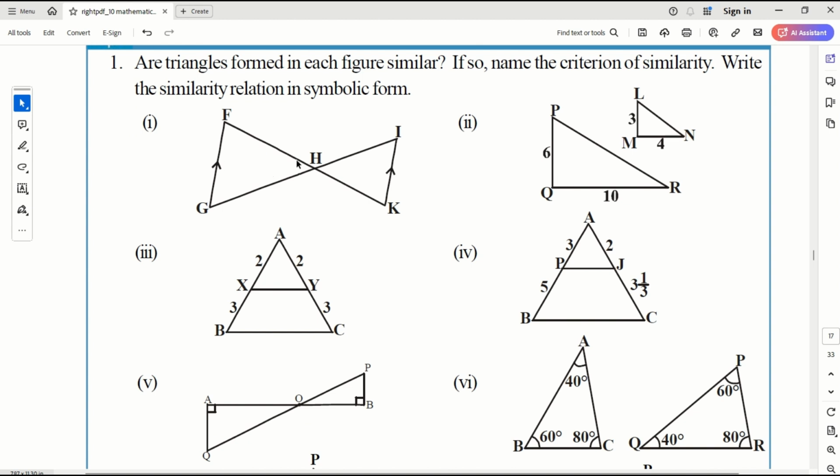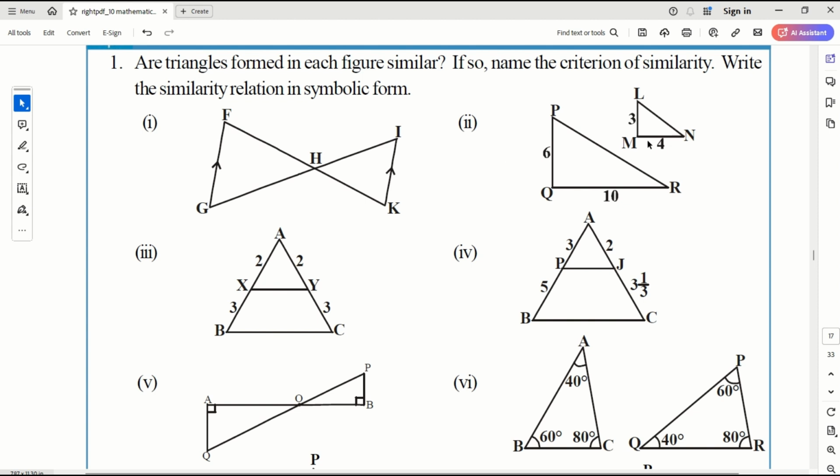Okay. So here we can easily see these two lines are given as parallel. So this angle, angle H, is common to both. And angle I will be equal to angle G because these two are parallel lines and GI is the transversal. So these two angles will be the same. The third angle will automatically be the same because we already proved two angles are the same. So this is AAA or AA criteria. These two triangles are similar. Which two triangles? HFG and HKI. Okay. You write in the proper order.